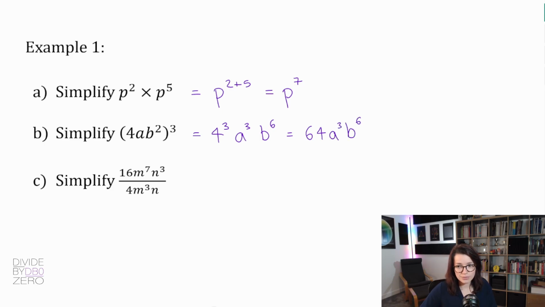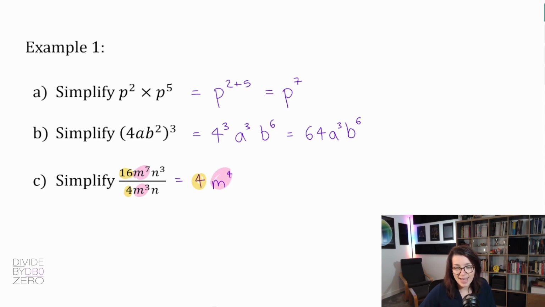Part C. For this one, we want to simplify each part separately. And by that I mean, start with the numbers. So 16 divided by 4, that gives 4. Then move on to the next letter. So m to the power of 7 divided by m to the power of 3. That's going to give m to the power of 4 because we are subtracting those powers.